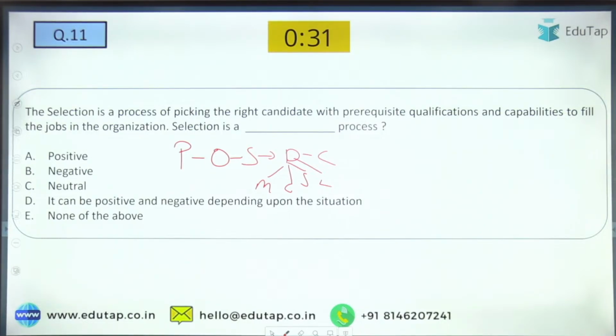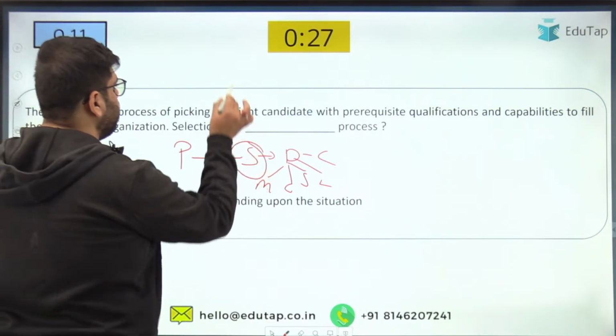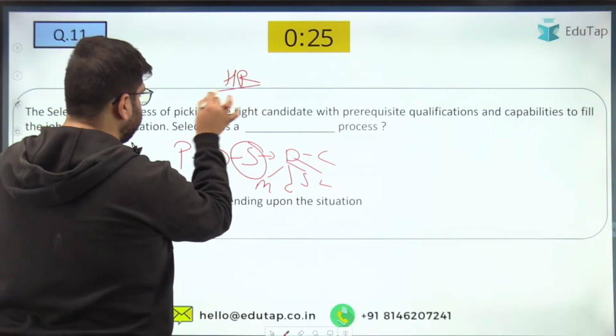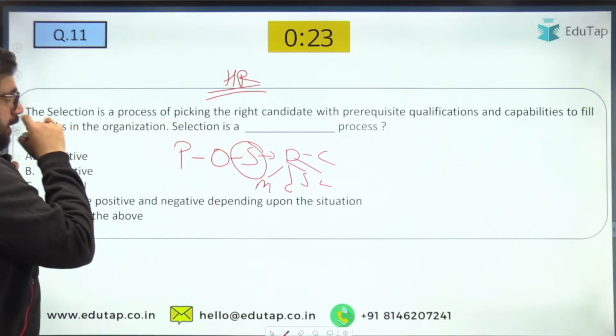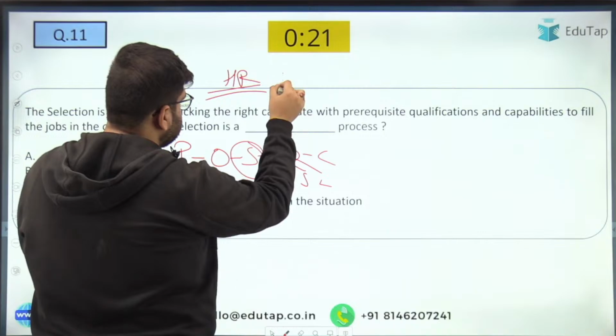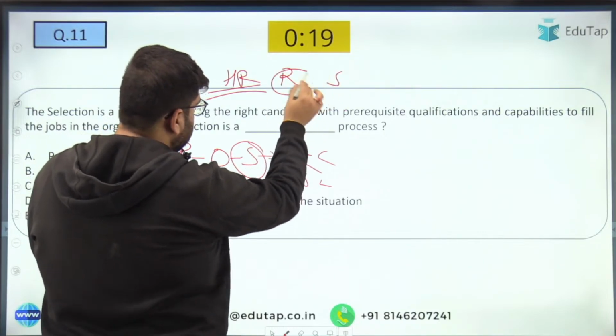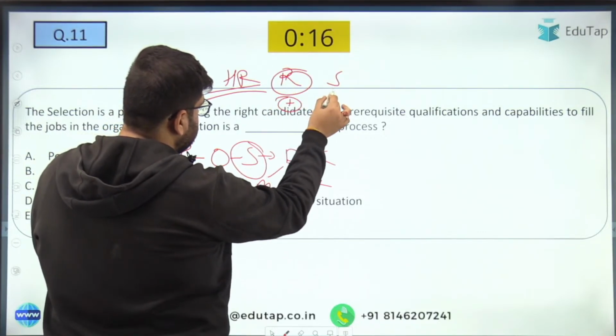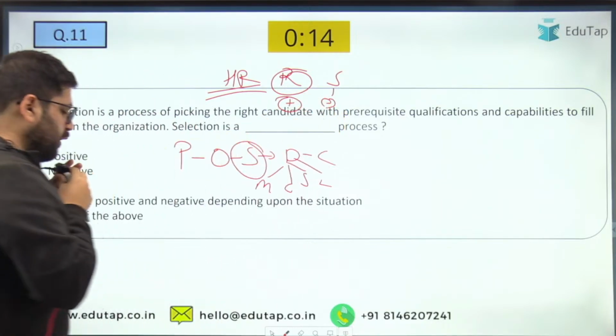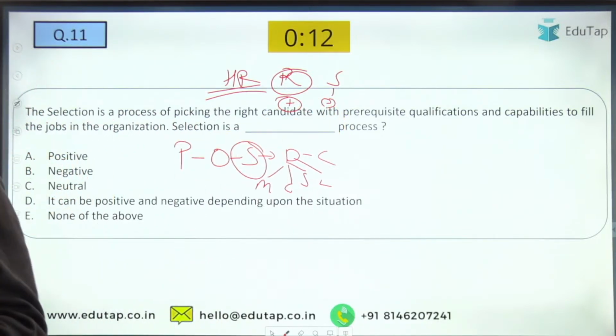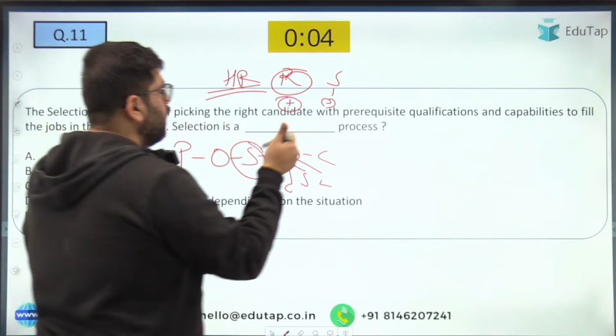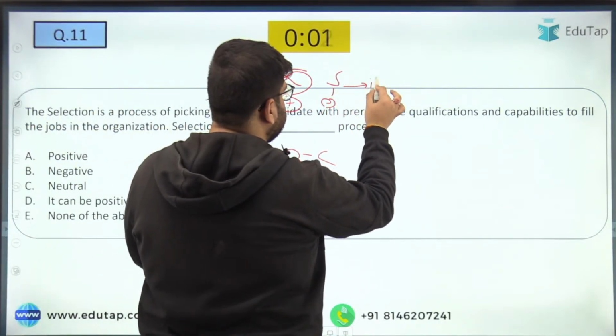Question number 11. Now we are asking you regarding staffing. Staffing is basically the function related to HR, human resource. In staffing, there are 2 ways to do staffing. First is recruitment and the second one is selection. Recruitment is considered positive, selection is considered negative. In recruitment, everybody who is eligible for the job can apply. Therefore, you just keep on collecting. You don't neglect any other person. But in selection, you move ahead and you remove people, you only select those who are the best.